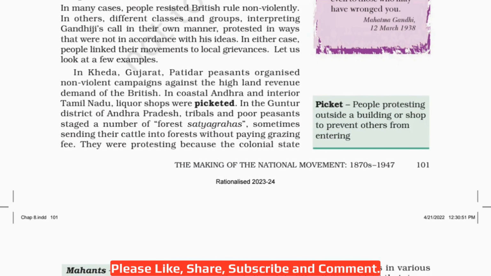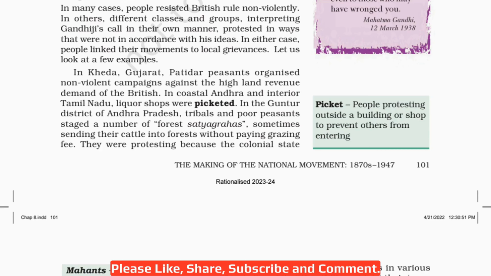In Kheda, Gujarat, Patidar peasants organized non-violent campaigns against the high land revenue demand of the British, because the Britishers were demanding very high revenue on their lands. In coastal Andhra and interior Tamil Nadu, liquor shops were picketed. Picketed means people protesting outside a building or shop to prevent others from entering. So people were disallowing others from entering the liquor shops.